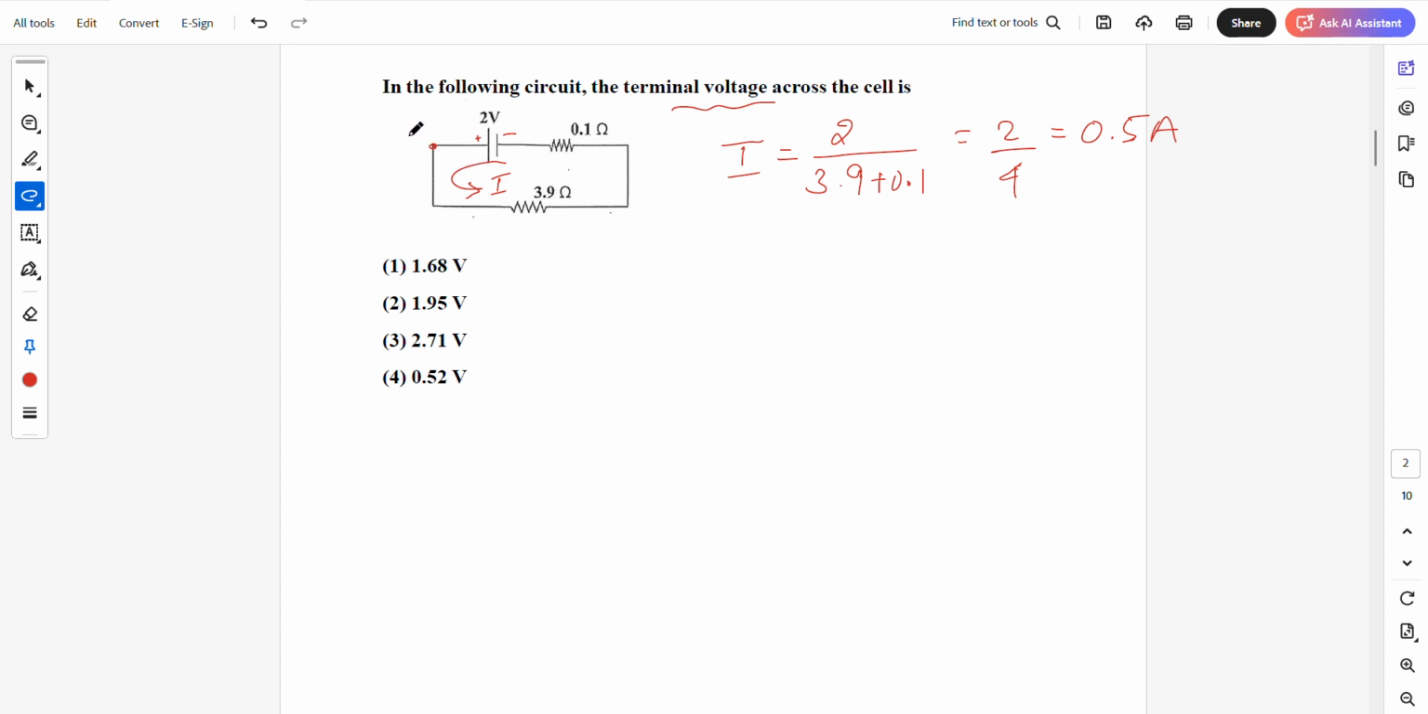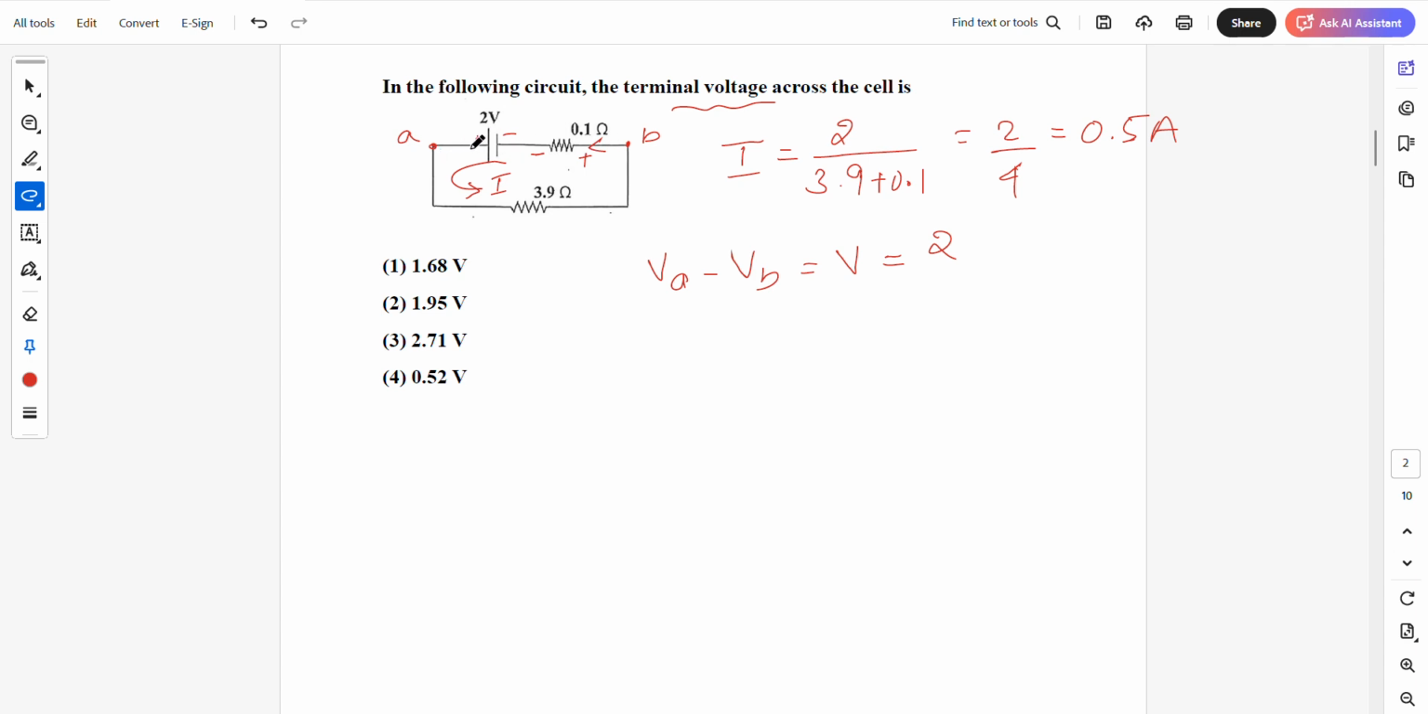Okay, let us say this is A and this is B. He is asking what? Terminal potential difference, that is VA minus VB. I will call this V is equal to how much? Okay, this is 2, and how is the current flowing? Current is flowing like this, right? So this will be plus, and this will be minus. If you move from A to B, this we have seen in the previous videos also.